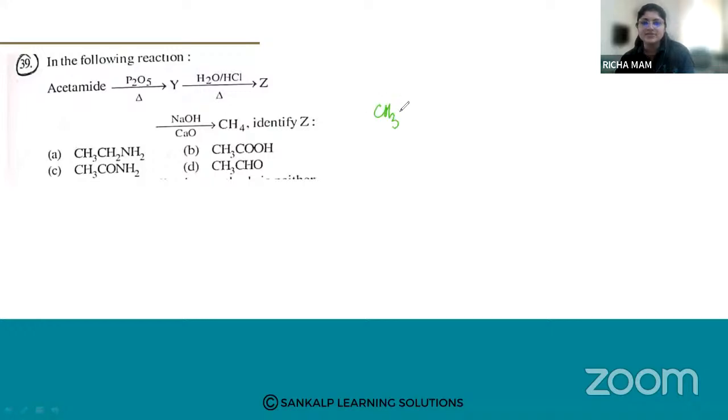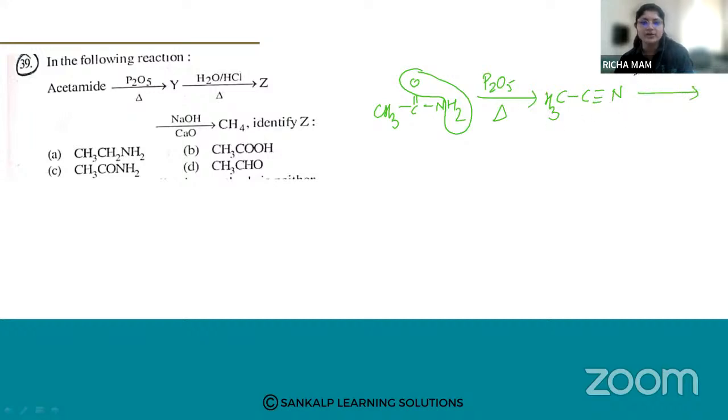So acetamide is CH3, C double bond O, NH2. This I'm going to treat with P2O5, and I have to heat it. So after heating, I'll get CH3, C triple bond N. After heating, a water molecule will leave, so you get the triple bond N.